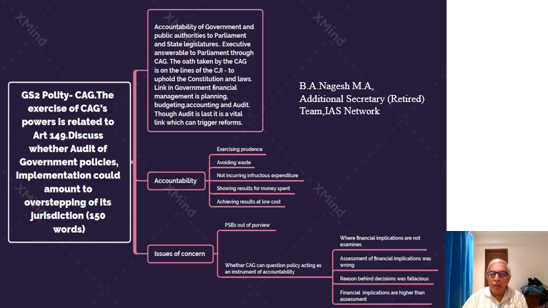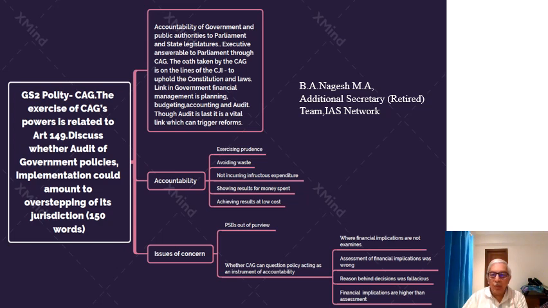So every bureaucrat is taught the canons of financial propriety, that is, spend government money just like how you spend your own private money. Exercising prudence, see whether the expenditure is required, avoiding unnecessary expenditure. The next thing, avoiding waste. Especially the public authorities, the government departments, they have a tendency for going in for too much of purchases. All this can be streamlined.